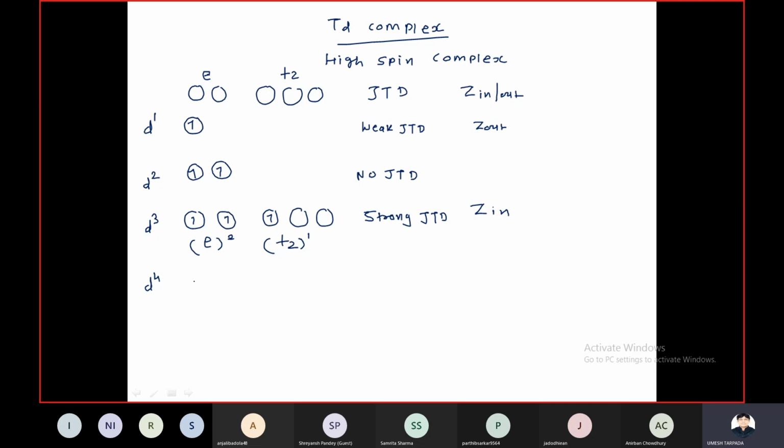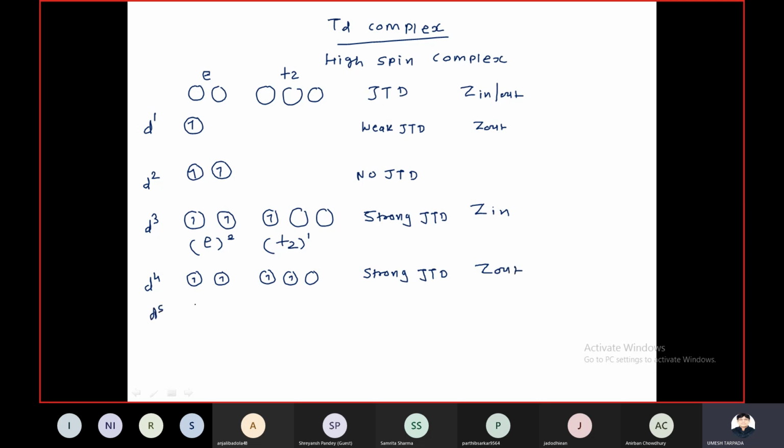What about d4? For d4 configuration, again the t2 orbital is unsymmetrically filled, so it's a strong Jahn-Teller distortion and it is Z out.